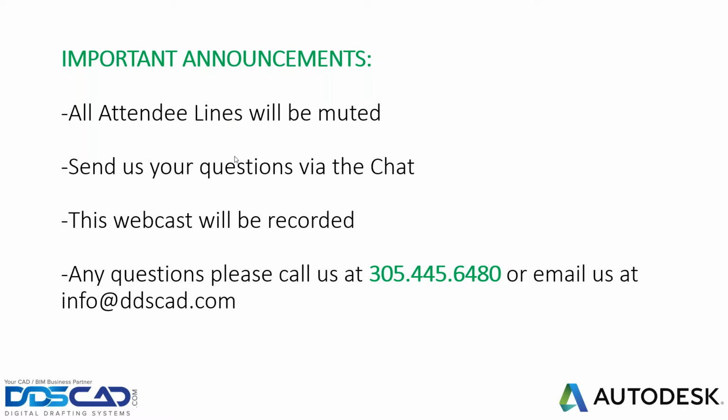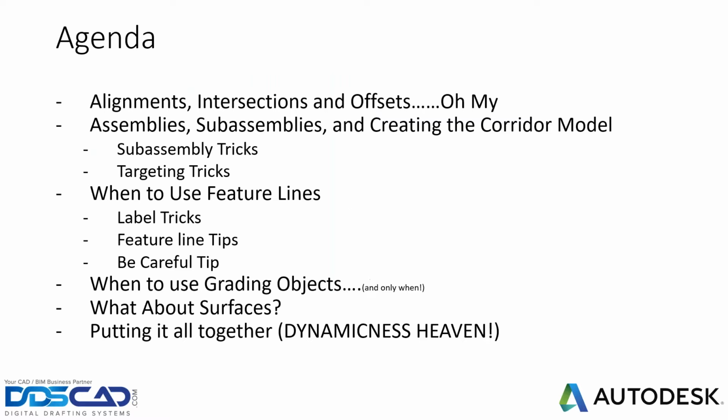All right, thank you very much. Welcome everybody. The agenda today is that I'm going over a real project, a site design and corridor modeling project. It's a really involved, complex project, and I wanted to go over some of the tips and tricks that I've encountered with it. First we'll talk about alignments, intersections, and offsets. Then we'll get into the assemblies, sub-assemblies, creating the corridor model, some sub-assembly tricks, and targeting tricks that I can relate to you that I encountered while doing this project.